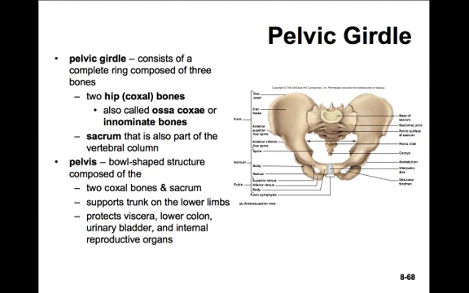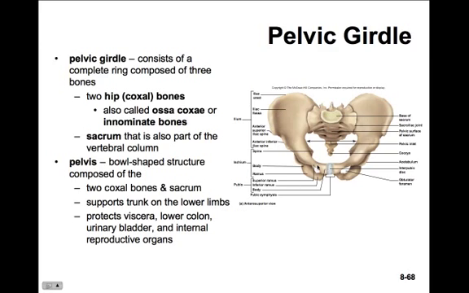Now on to the final portion of the appendicular skeleton. We'll be looking at the pelvic girdle. The pelvic girdle consists of a complete ring. It's much more stable than the pectoral girdle. There are 3 bones involved in this pelvic girdle.